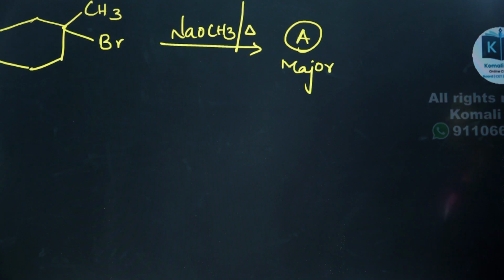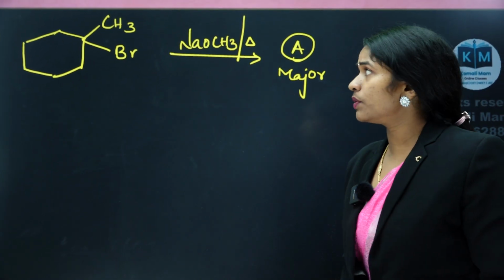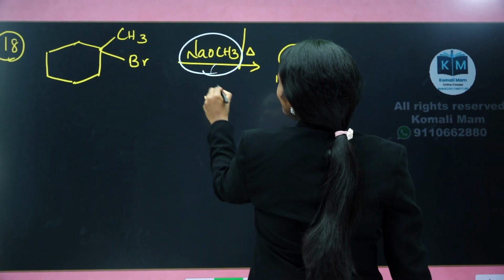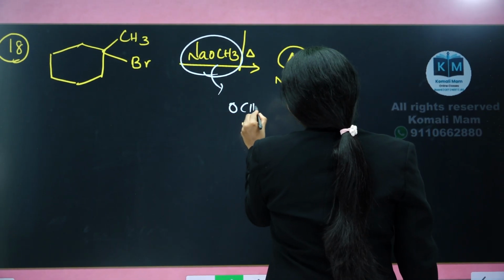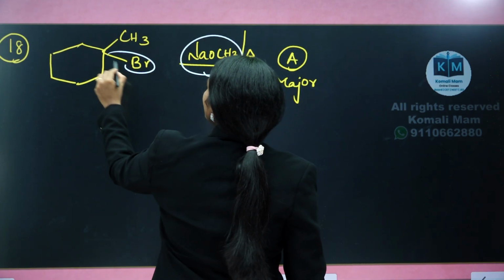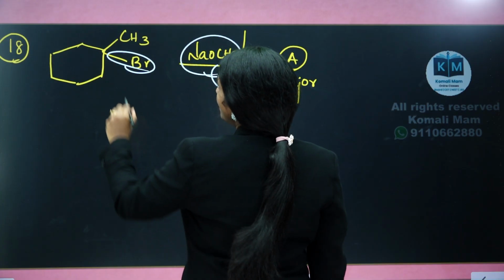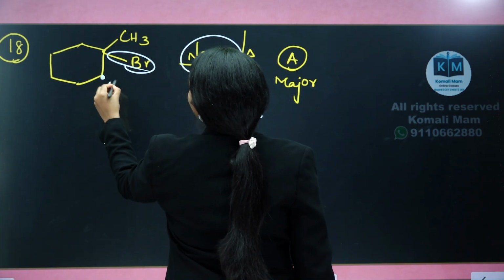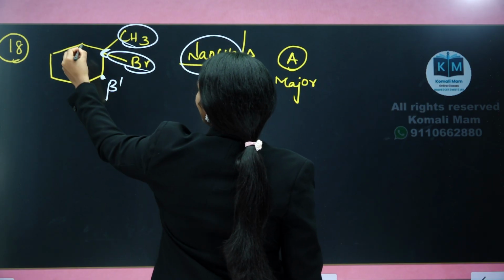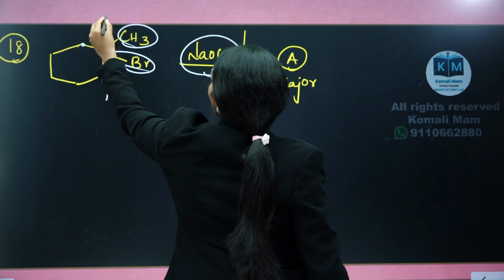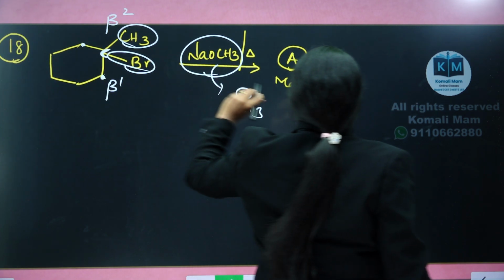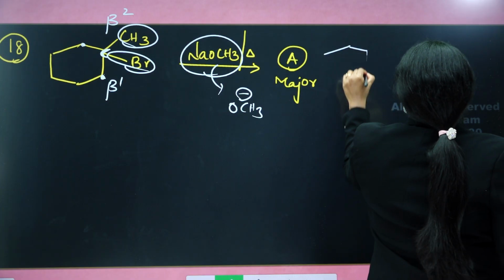Next question. Question number 18. Check out this question. Sodium methoxide you are heating, which is a strong base. What does the base do? Halogen connected carbon, next hydrogen. See, let's say this is beta 1. This carbon is there, no? This side is beta 1. This and this are same. Now let's say this is beta 2. These two are same. Any side you remove it is enough, students.